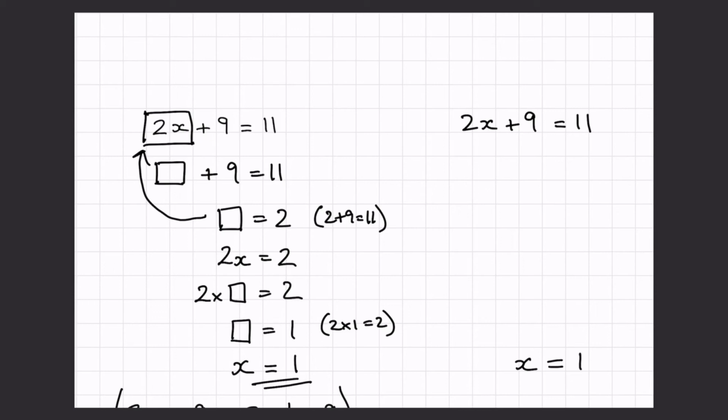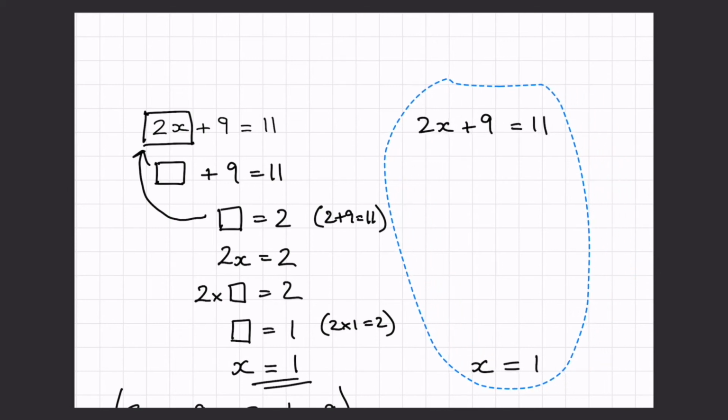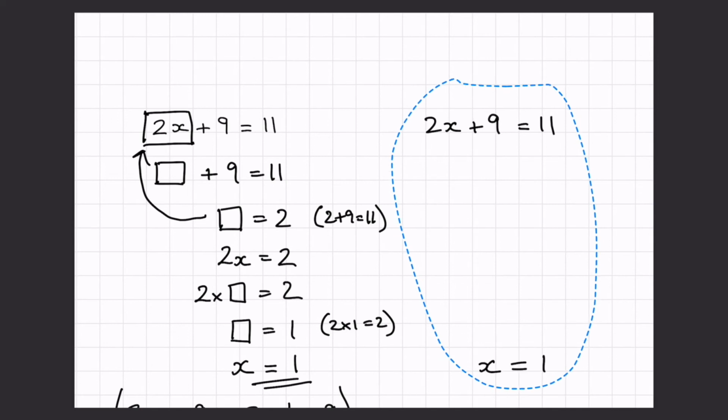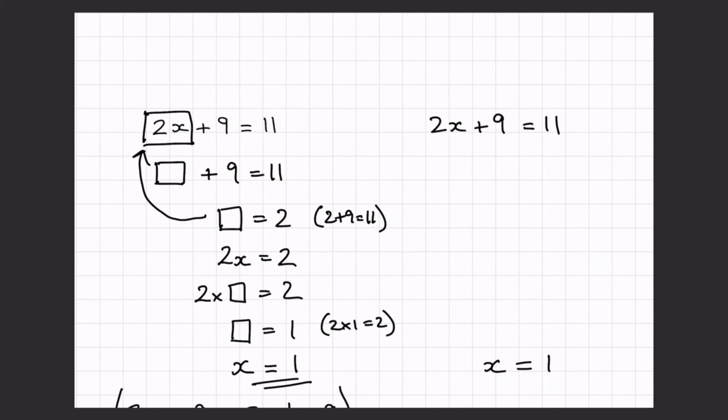Let's just quickly move that over there a minute, just to give us a bit more space. We've got 2x add 9. The first thing we need to deal with, we want to get our x's on their own. So we want to get x here on its own. So we need to get rid of the 9, and we want to get it over to this side of the equation.